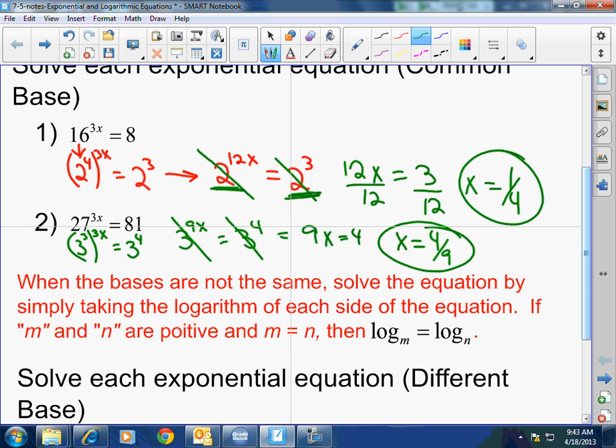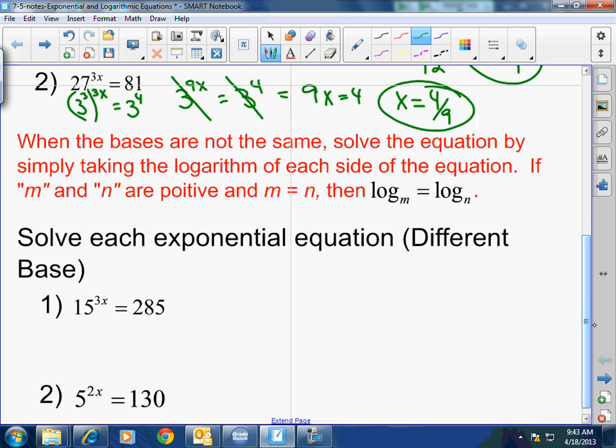No, okay, now we're going to go to different bases. When the bases are not the same, solve the equation by simply taking the logarithm of each side of the equation. If m and n are positive and m equals n, then the log base m will equal the log base n. That's all fancy talk. Basically, let me show you how this works.